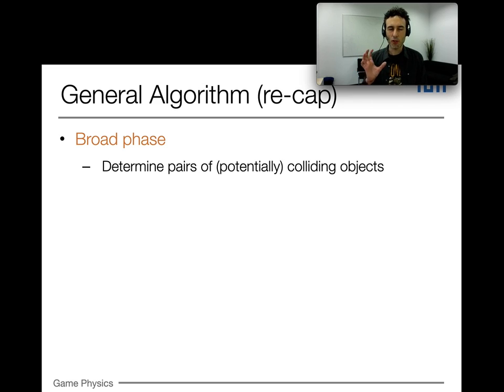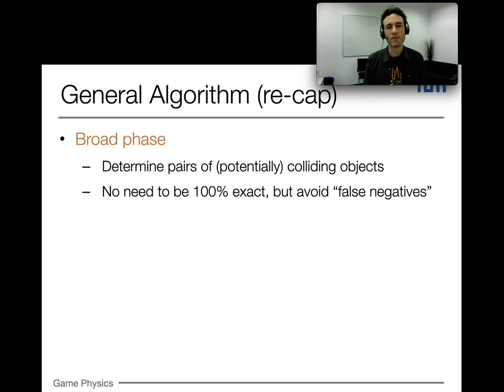So this is not yet perfect, but in a way a first rough step to get us most of the way. We don't need to have definite answers at this stage, but what we definitely need to avoid is false negatives. It may never happen that we say this pair of objects does not collide when it actually does. So we need to err on the side of caution and say, these two potentially collide, rather than saying they definitely don't.